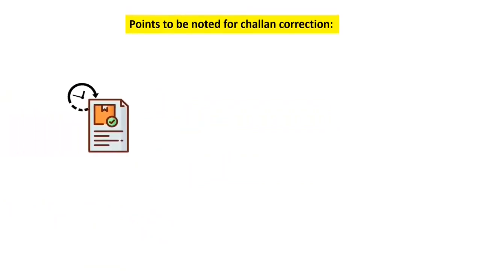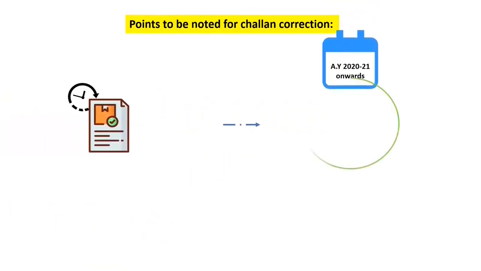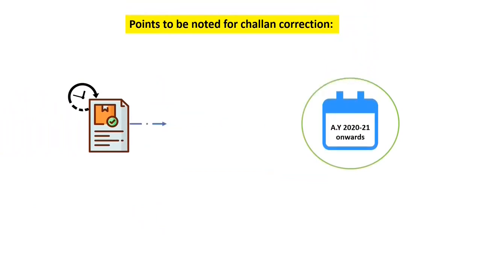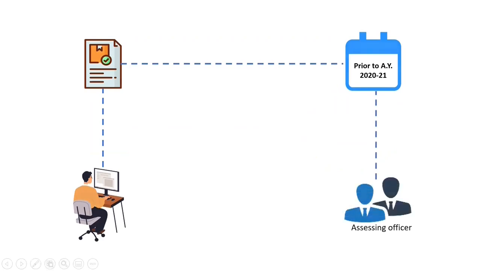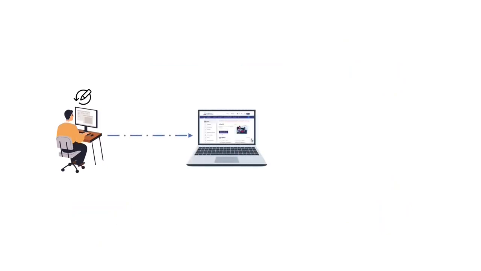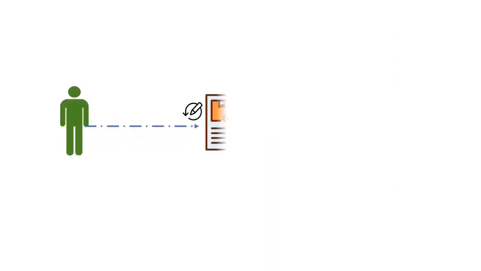Also, please note that the Challan Correction service is presently available for challans pertaining to assessment year 2021 onwards. In case you wish to apply for Challan Correction pertaining to years prior to assessment year 2021, you are requested to approach the jurisdictional assessing officer. Also, please note that the Challan Correction request will be allowed only once on the e-filing portal for any submitted challan. If you wish to make further corrections in the challan, you are requested to approach the jurisdictional assessing officer.